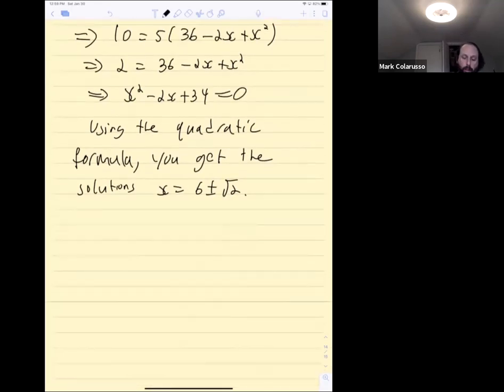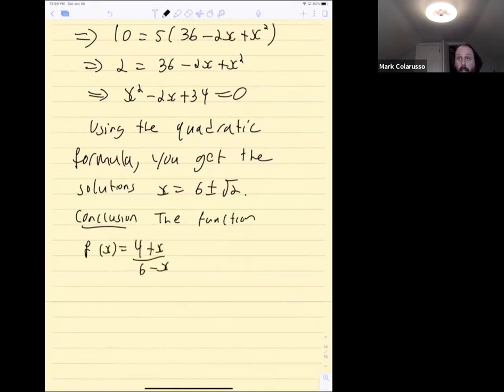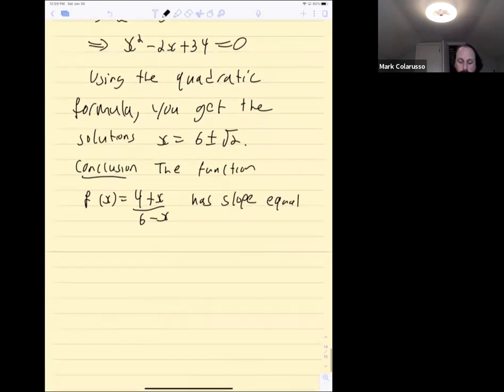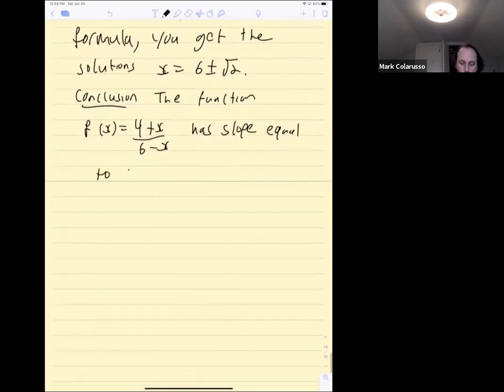Okay, so maybe I should write a conclusion. So the conclusion is that the function f of x equals 4 plus x over 6 minus x has slope equal to 5 exactly at the x values 6 plus or minus √2.